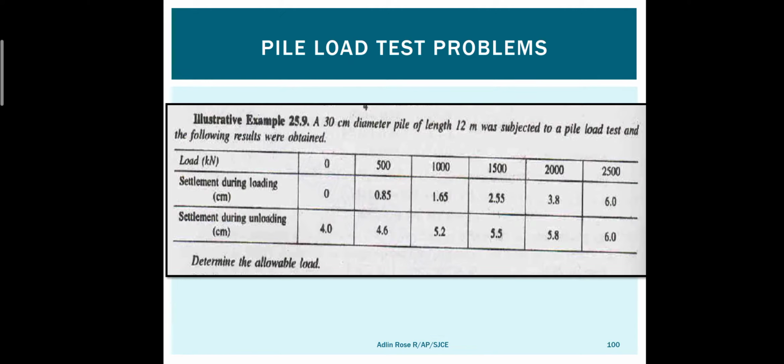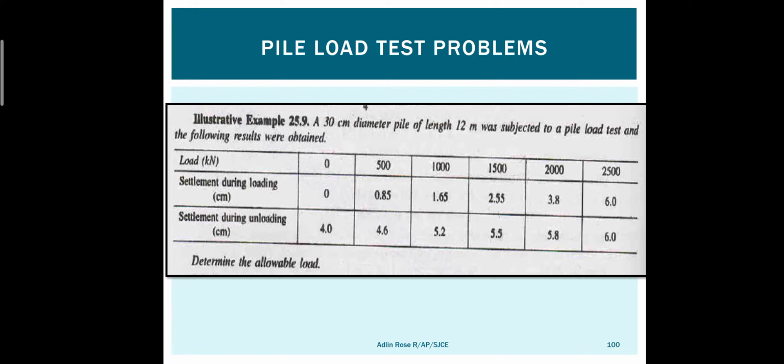A 30 centimeter pile of length 12 meter was subjected to a pile load test and the following results were obtained. The load is given: 0, 500, 1000, 1500, 2000, 2500. And the settlement during loading is also given in centimeters: 0, 0.85, 1.65, 2.55, 3.86. And settlement during unloading is also given in centimeters: 4, 4.6, 5.2, 5.5, 5.8 and 6.